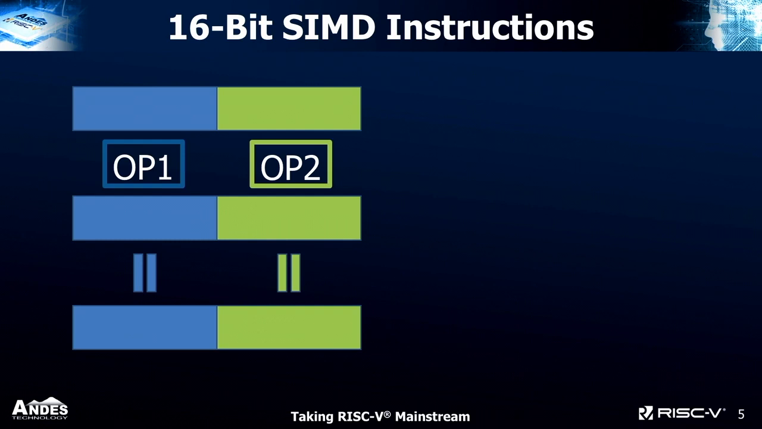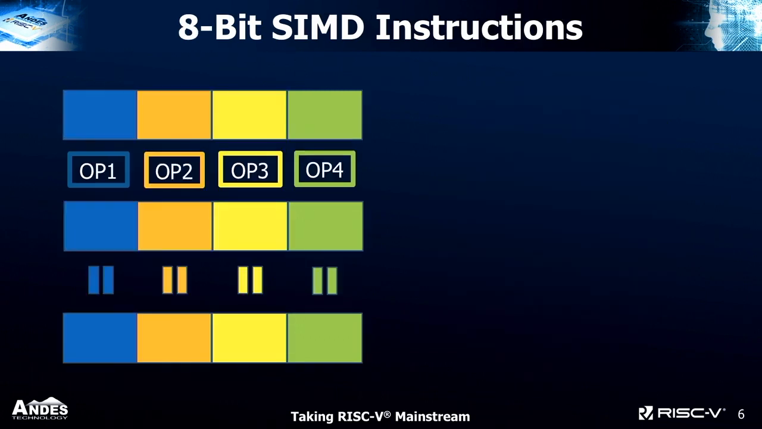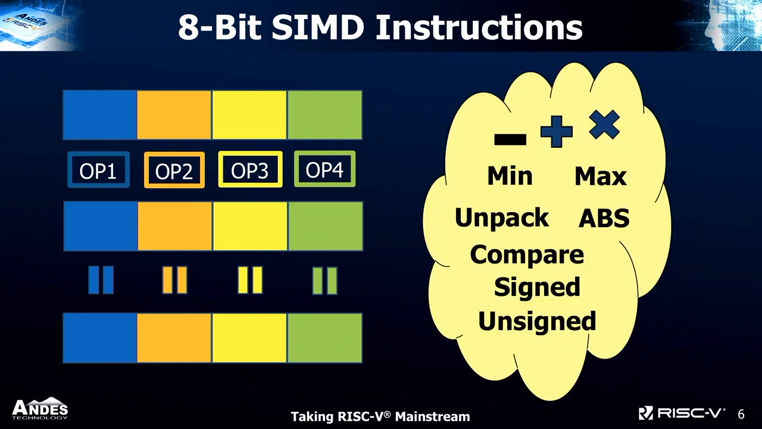For SIMD operations with 16-bit elements, on RV32 it can do 2 parallel operations, and on RV64 it can do 4 parallel operations. It supports various operations. For 8-bit operations, in RV32 and RV64, it can do 8 parallel 8-bit operations, and also supports various operations. And the operations supported for 8-bit and 16-bit don't have to be the same.